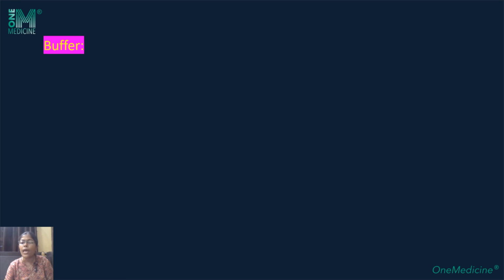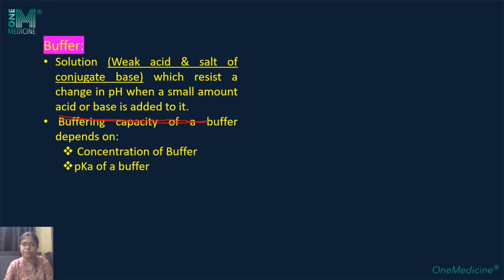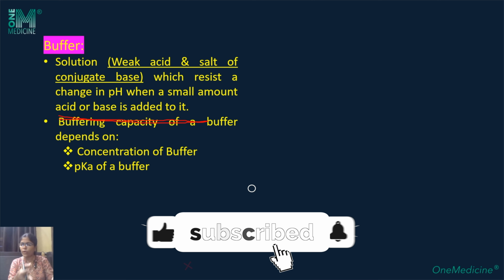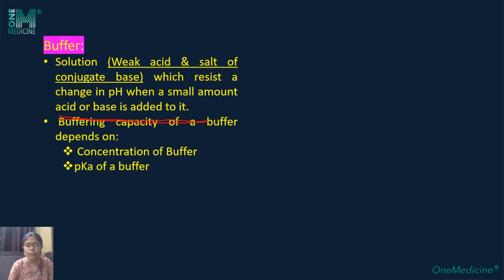Now, what is a buffer? A buffer is a solution which consists of a weak acid and its conjugate base that resists the change in pH. So, it is a solution of a weak acid and salt of its conjugate base which resists the change in pH even when a small amount of acid or base is added to it. Buffering capacity of a buffer depends on two important factors. One is the concentration of the buffer, another one is the pK of the buffer. The closer the pK of the buffer is to the normal pH of our body, the more the buffering activity of that particular solution.